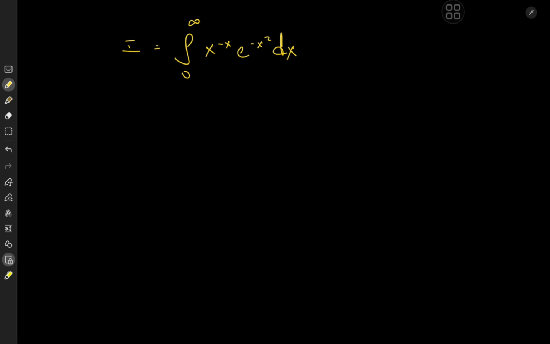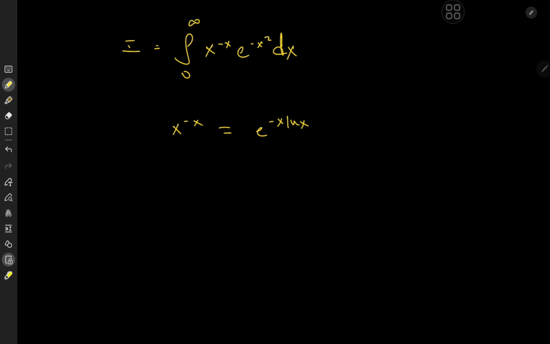We'll find out later. So we're interested in the integral from 0 to infinity of x to the minus x times e to the minus x squared. And one would think we could get away with applying a similar line of thought as we did with the Bernoulli integral, that is x to the minus x. This can be expanded as e to the minus x log x.